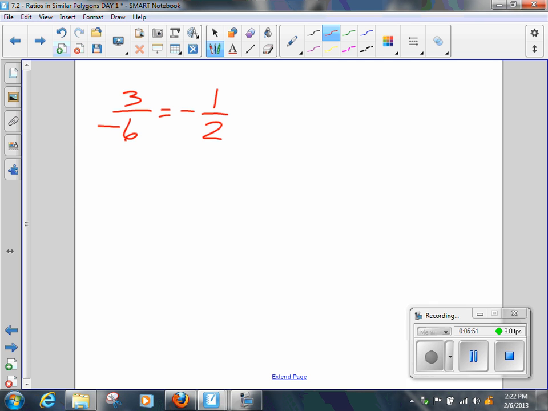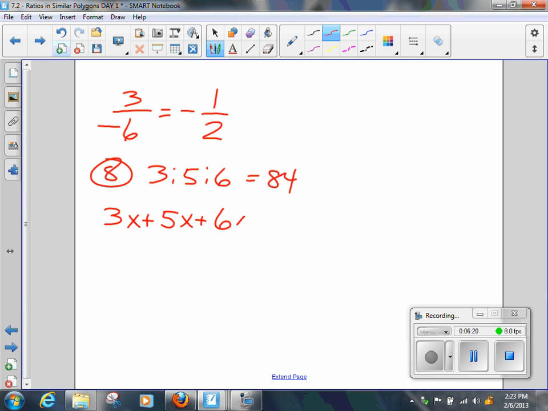Okay, need to see 8 and 9? Number 8 said the ratio is 3 to 5 to 6. If you didn't get this right, I would definitely write this down. If 84 is divided into that ratio, what you're going to do, folks, is take 3x plus 5x plus 6x and set it equal to 84. Now we're going to solve the equation.